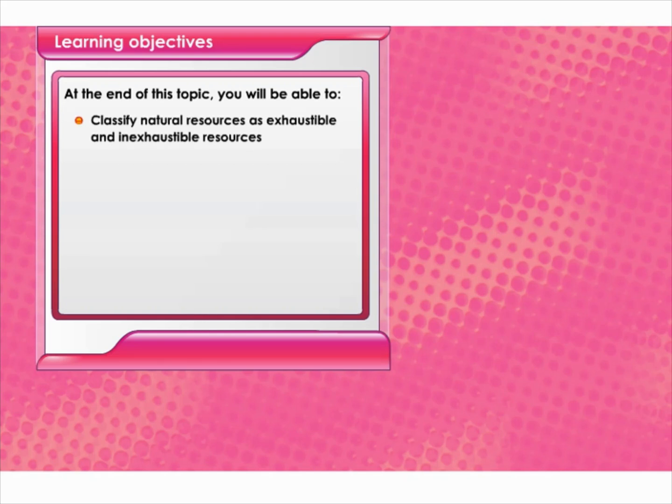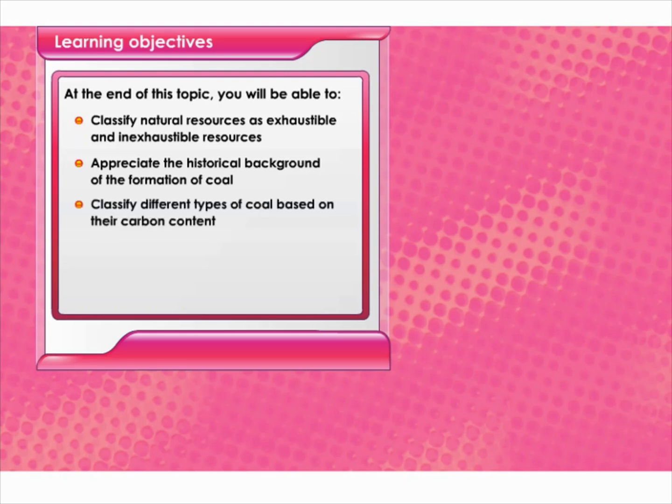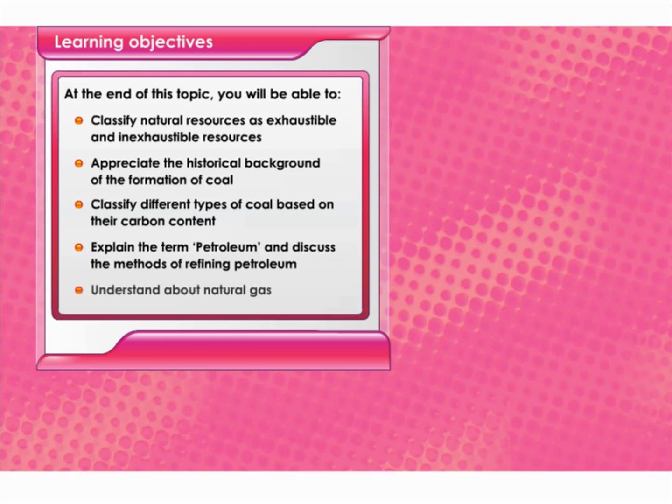Learning objectives. At the end of this topic, you will be able to classify natural resources as exhaustible and inexhaustible resources. Appreciate the historical background of the formation of coal. Classify different types of coal based on their carbon content. Explain the term petroleum and discuss the methods of refining petroleum. Understand about natural gas.